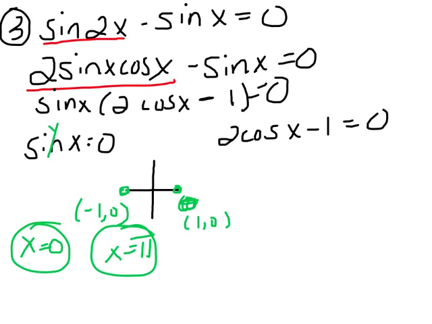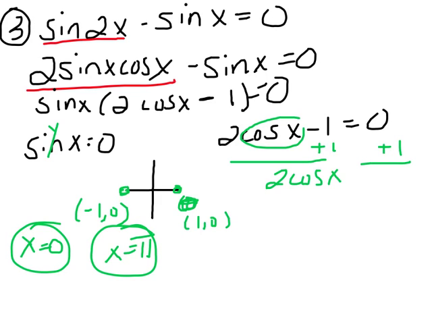So what am I going to do to this to actually figure out what it needs to do? When I see this, how do I go about solving it? Yeah, we're going to undo it. We want that trig function by itself, right? So if I add 1 to both sides, I get 2 cosine x is equal to 1. And then I divide both sides by 2. I get cosine x is a half.